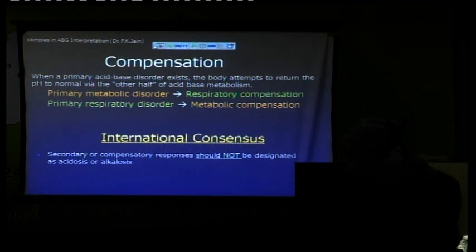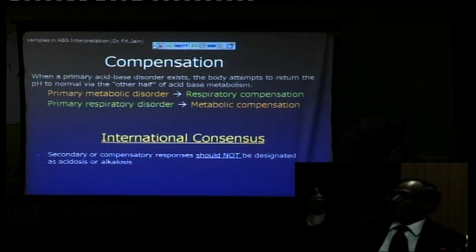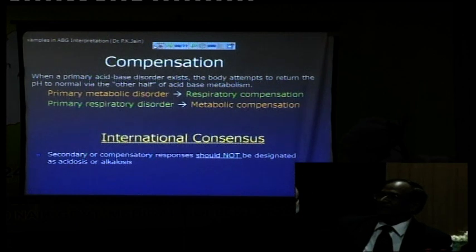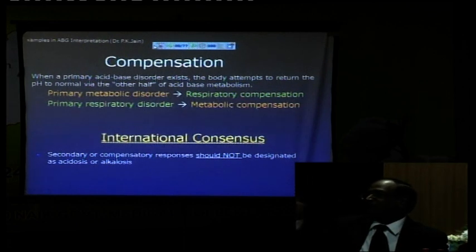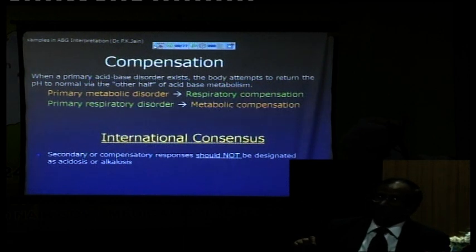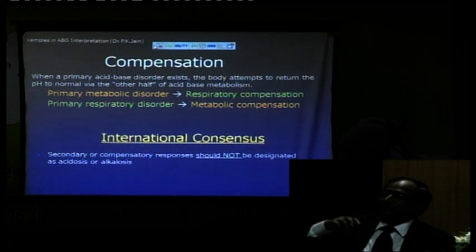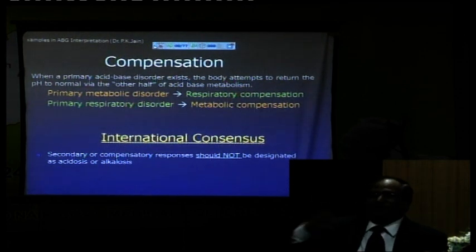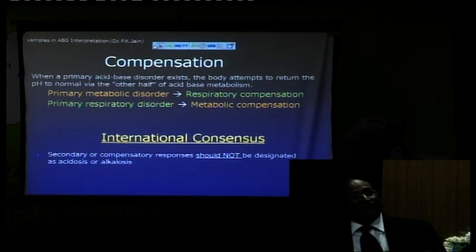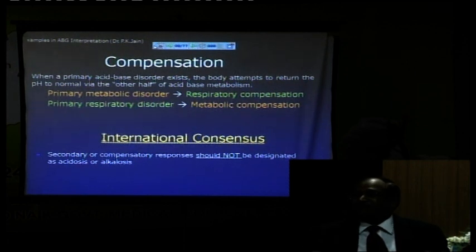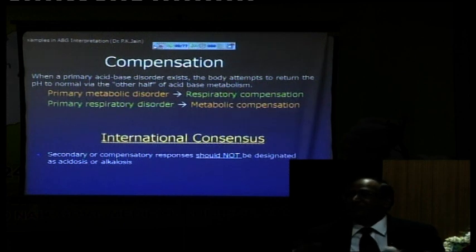So there are four problems you can have: metabolic acidosis, metabolic alkalosis, respiratory acidosis, respiratory alkalosis. Only four primary disorders. Whenever there is a primary disorder, the body tries to compensate. So if it's acidosis, the compensation will be alkalosis. If it's metabolic, compensation will be respiratory, and vice versa. But by consensus, whenever we speak of a disorder, we speak only if we are saying it's primary. If it is compensatory, we don't talk about it.